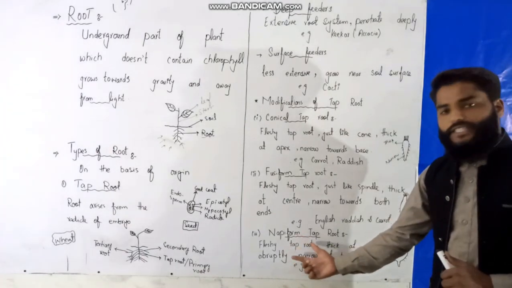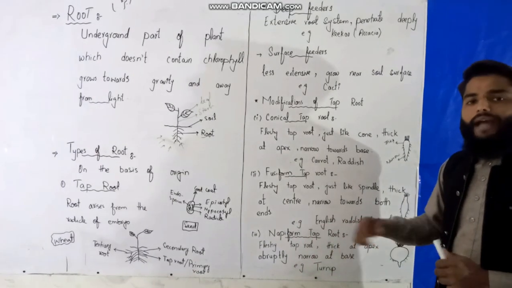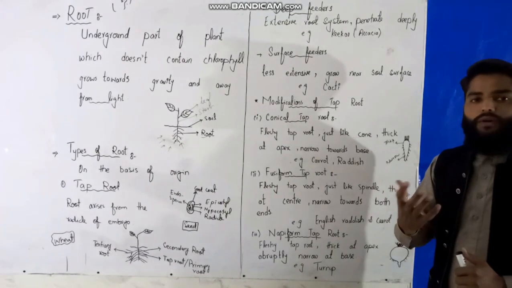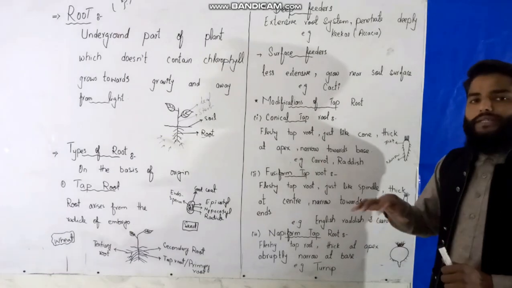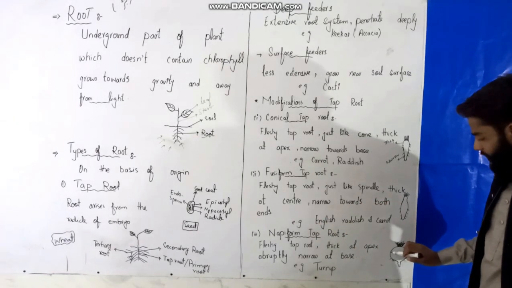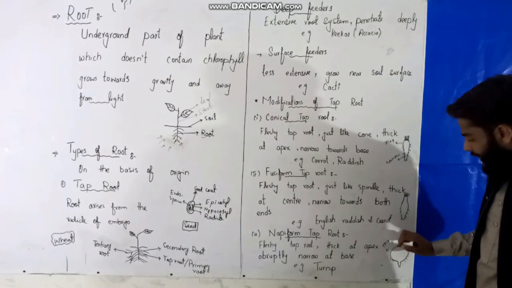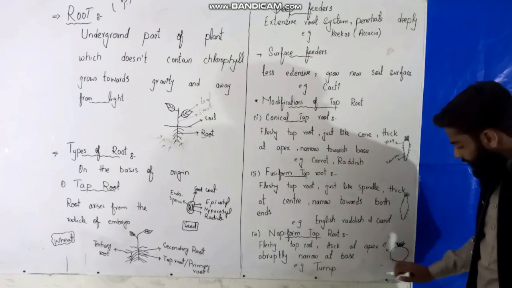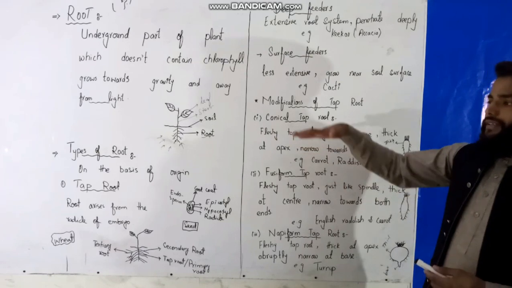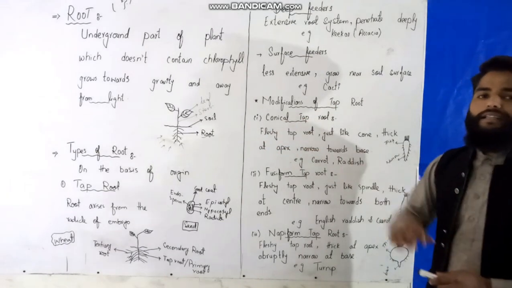This is also a fleshy taproot. This is thick at apex and abruptly narrow at the base. तो इसके एग्जांपल के लिए अगर आप टर्निप को देखें, जिसको हम उर्दू में शलजम भी कहते हैं, तो शलजम जो है this is the napiform taproot which is very thick at the upper end and abruptly narrow at the base. So this is all about the taproot which directly arises from the radicle of the embryo.